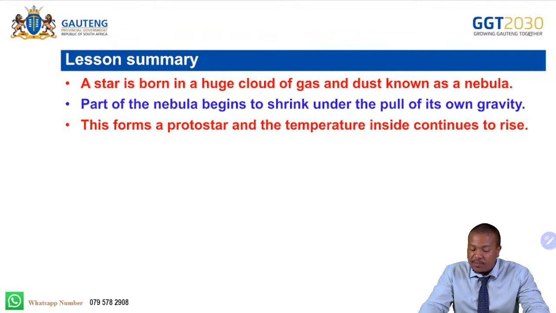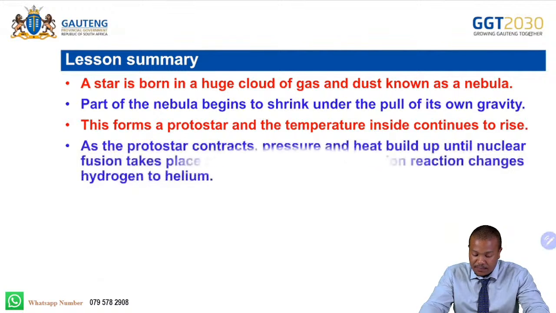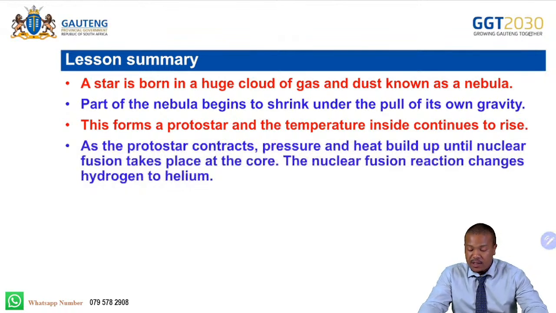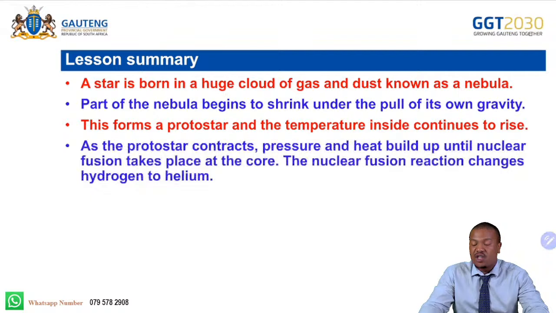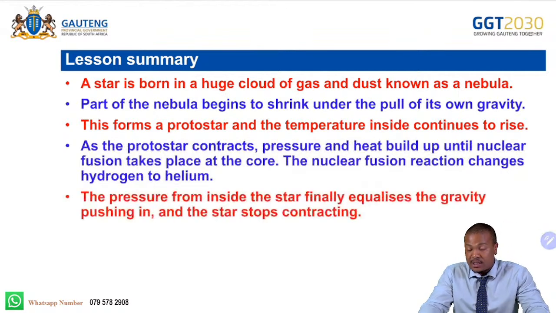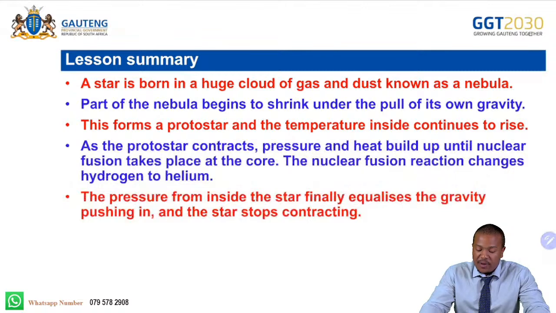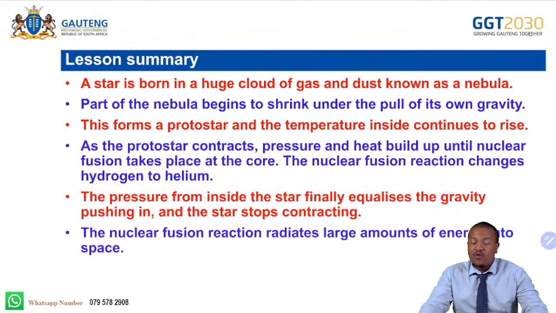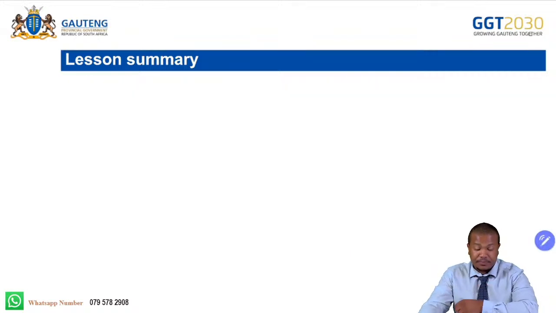Then the temperature inside continues to rise. As the protostar contracts, pressure and heat build up until nuclear fusion starts to take place at the core of the star. The nuclear fusion reaction changes hydrogen to helium in the process. The pressure from inside the star finally equalizes the gravity pushing in, and the star stops contracting. Then the nuclear fusion reaction radiates large amounts of energy into space.